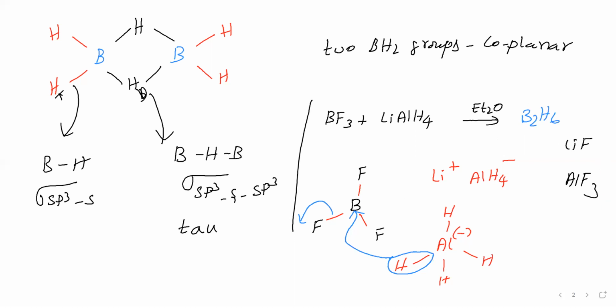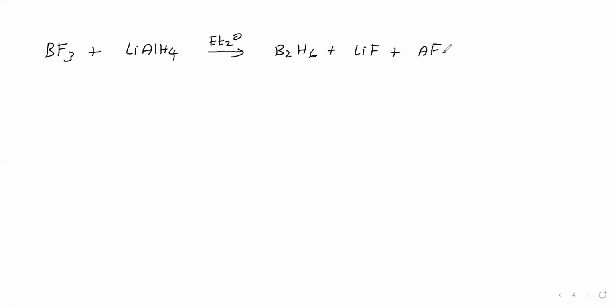What is the balanced equation for this, that we will see. Boron trifluoride BF3 with lithium aluminum hydride LiAlH4, diethyl ether is the solvent. We are getting diborane B2H6. Lithium takes fluorine and becomes lithium fluoride. Al takes fluorine and becomes AlF3. Let us balance this equation.